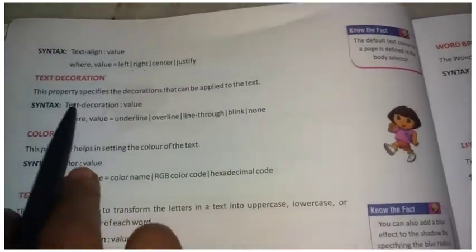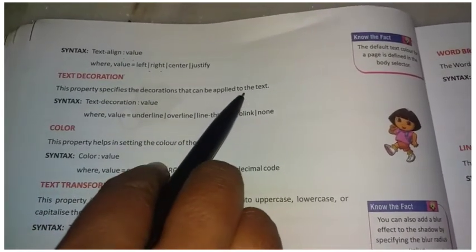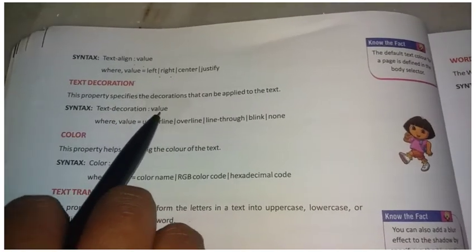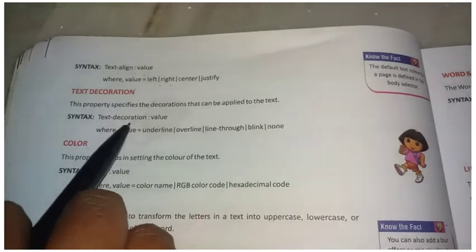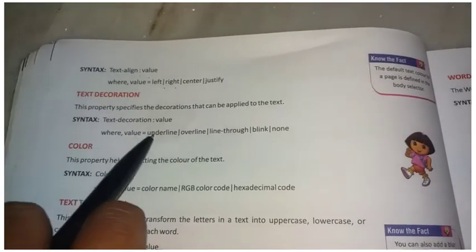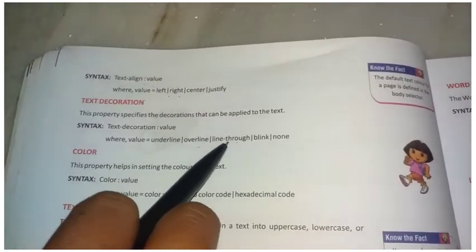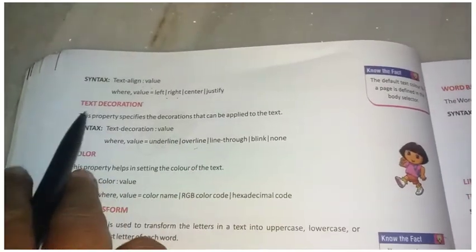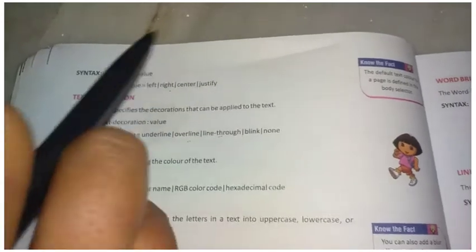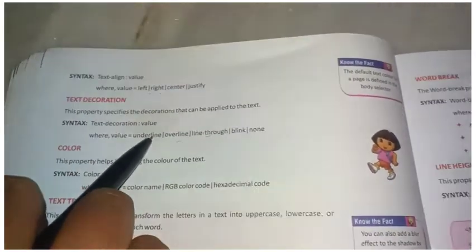Next, text decoration. This property specifies the decoration that can be applied to the text. Text decoration colon value. Here, children, you all know that if you want to give a line, italic, bold, underline like that, you can also specify that. The values are underline, overline, line through, blink, none. Different decorations are there, and we can give them for our text in our program. If you want to display it in the output, we can give this.